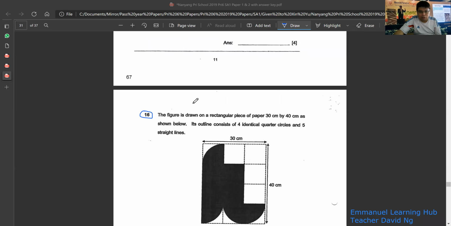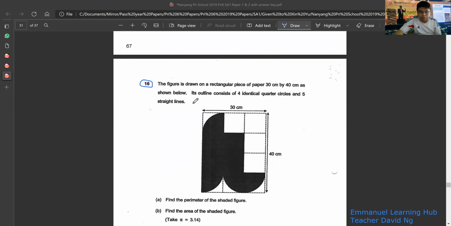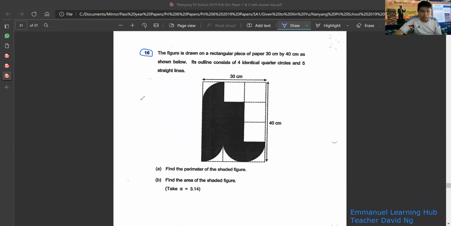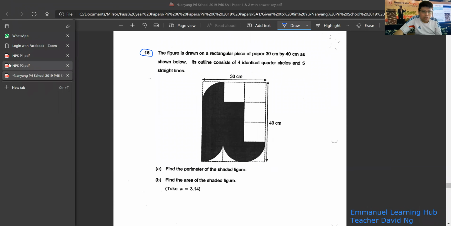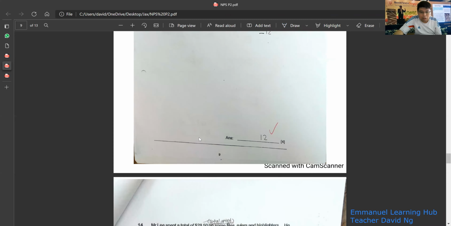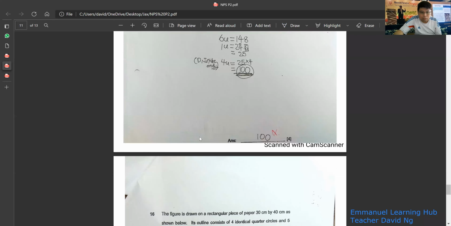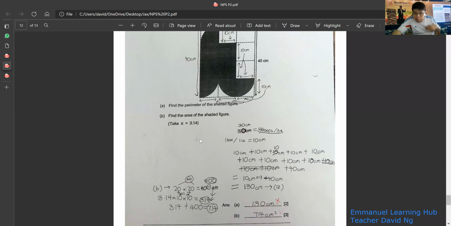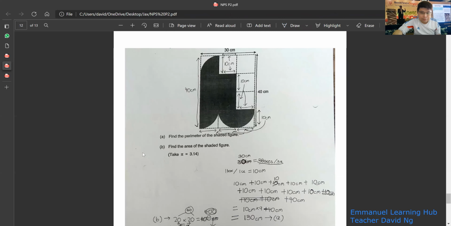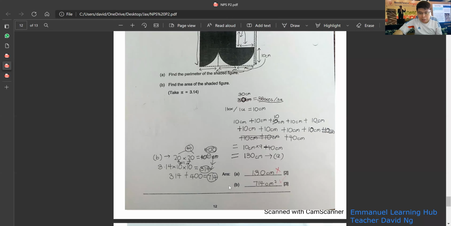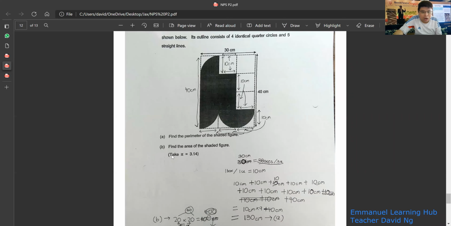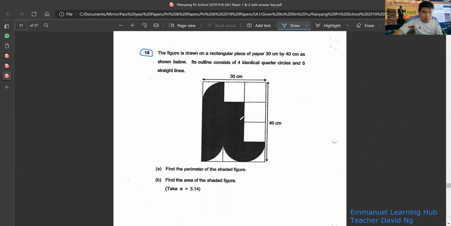Okay. 16. Okay, 16, I think you got certain parts correct. Let me see. Okay, part B, you got it right. So I'll just do part A. Okay, I will only be doing part A. So part B, I'll skip. Because part B, you got it right. So I'll just do part A. Perimeter.